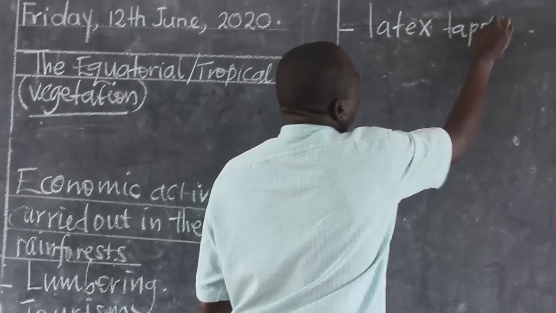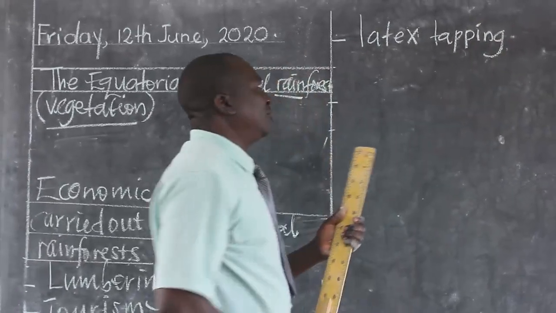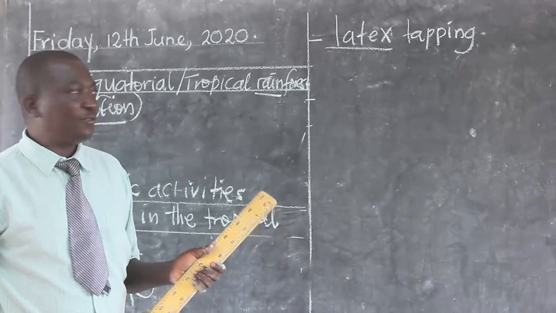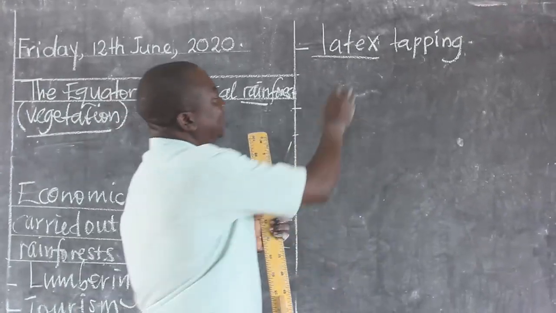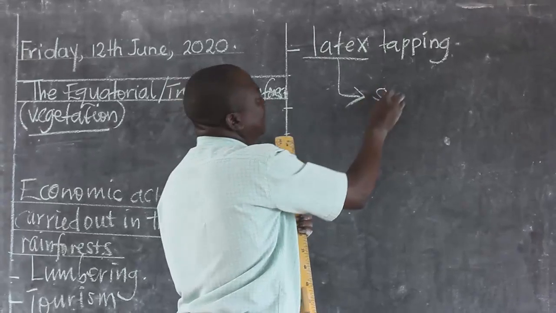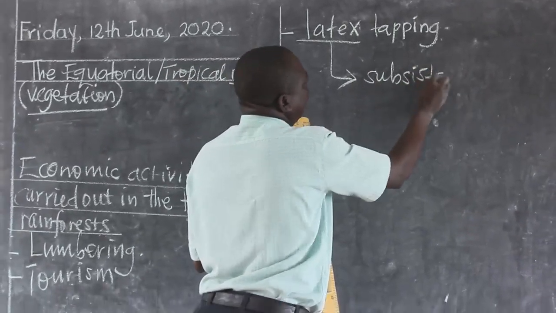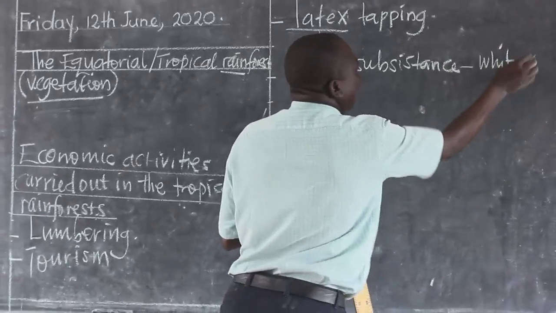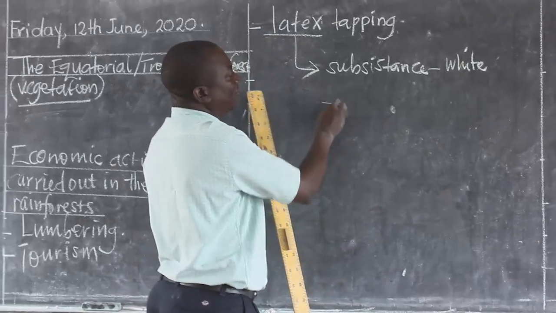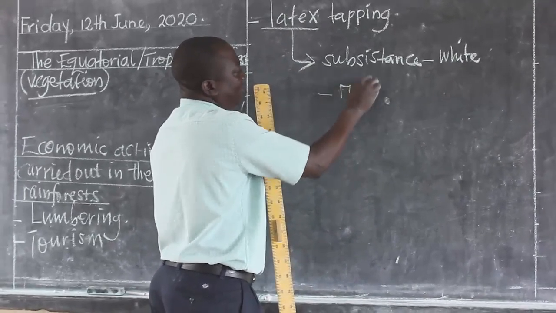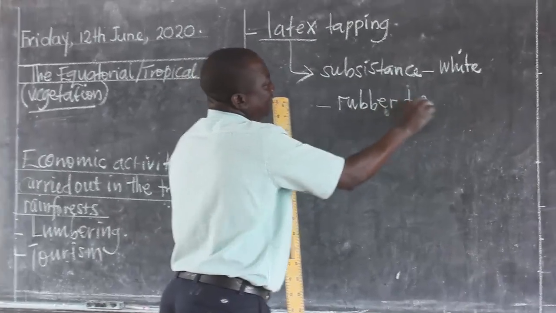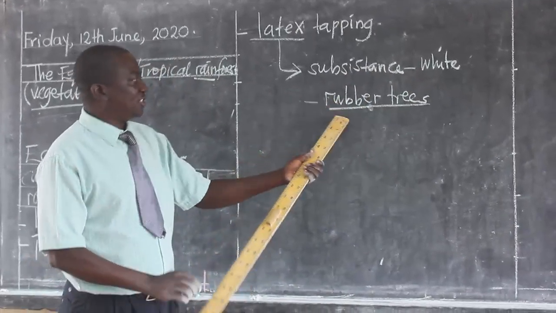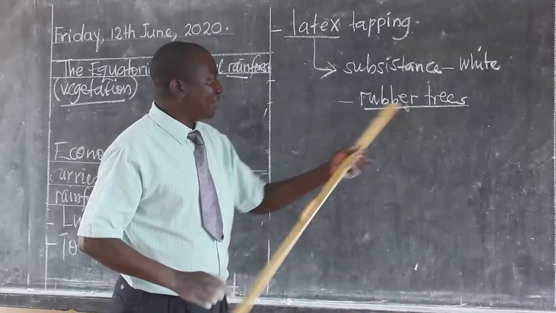Then there is also what we term as latex tapping. Now here people are going to ask me, what is latex? I know it is one of the questions that you are going to ask. Latex is actually a substance, which is white in color, that is got from rubber trees. So it is that white substance that is got from these rubber trees.